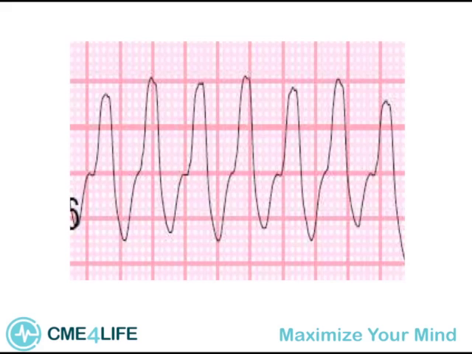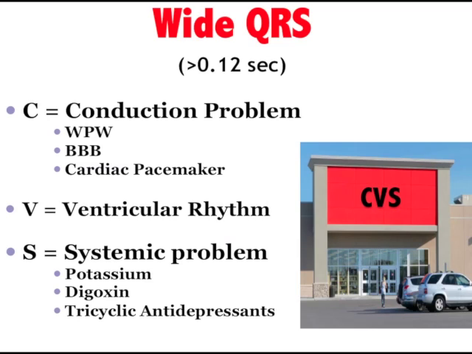So wide complex rhythms have got to make me think, wow, is this VTAC? Is it something weird? Is there a weird conduction problem? When you see a wide complex, there's a couple different things that it can be. Now, in my system of interpreting 12-lead EKGs, I use a mnemonic, CVS, like cardiovascular system, or like the CVS pharmacy. Is it a conduction problem? Is it a ventricular rhythm? Or could it be some systemic problem?